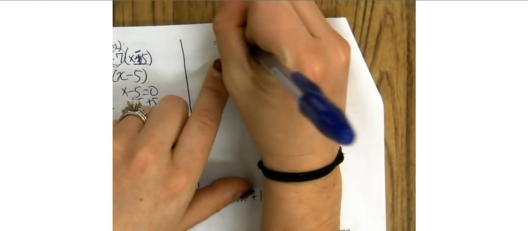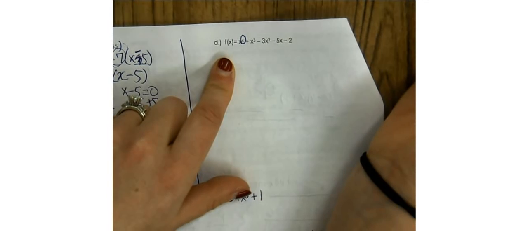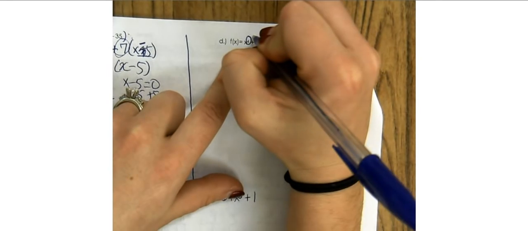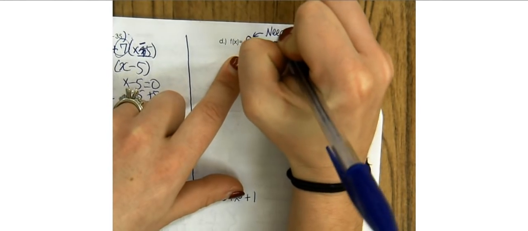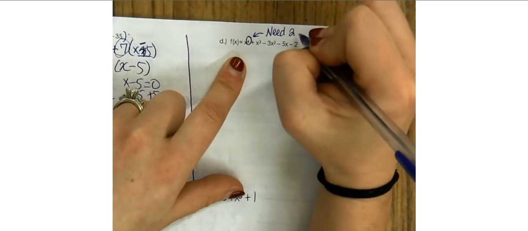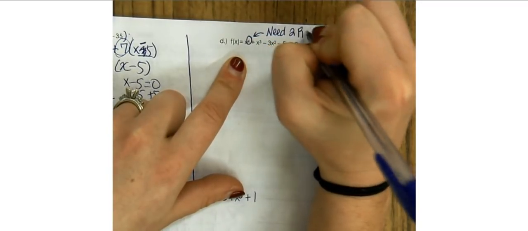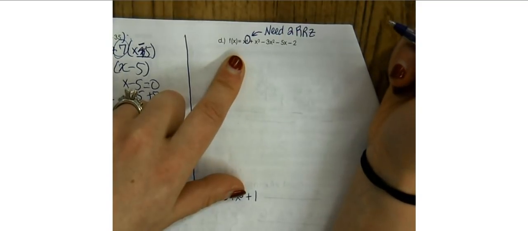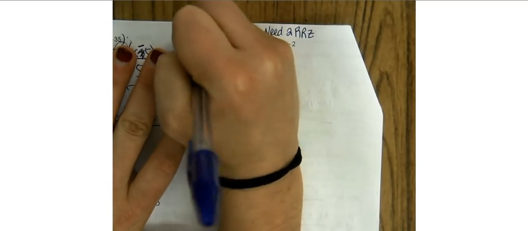So whenever you see a quartic, the first thing I want you to know is that you're going to need two reasonable rational zeros because you're going to do synthetic division twice. Please note that factoring by grouping will not work in this problem. There are just too many terms.